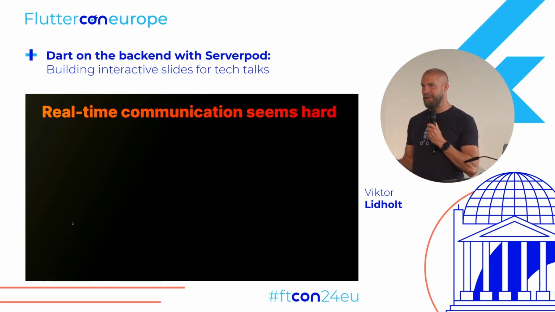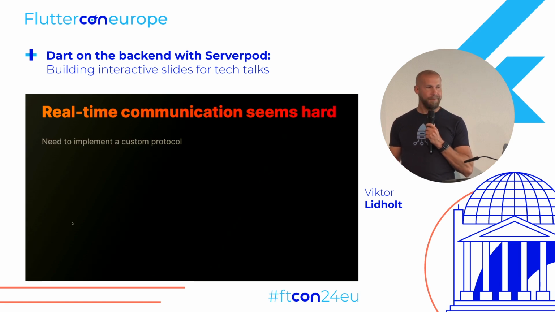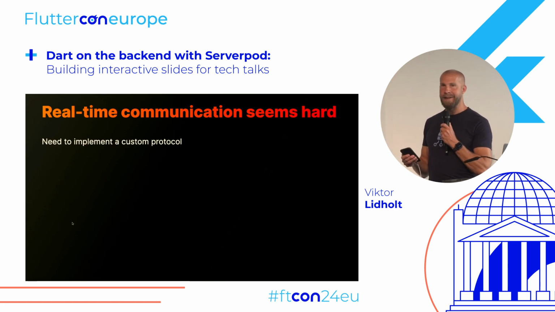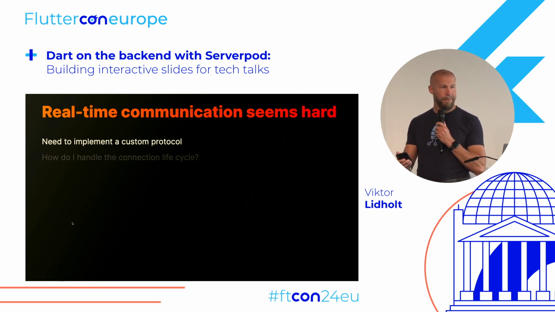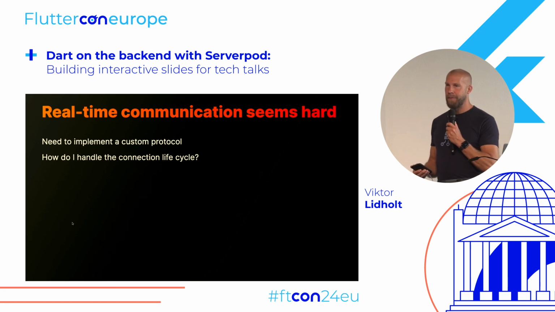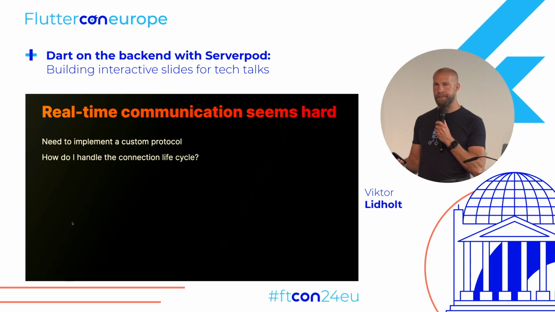There's a bunch of things you need to keep track of to make real-time communication work. You need to implement some sort of a custom protocol. Typically, a good choice is WebSockets, because that will work on both web and in apps. Another option could be to use raw sockets, but that will not work on web or Flutter web. And then you need to handle the sort of connection lifecycle. What happens if internet goes down? What happens if you just don't receive a message at some point?